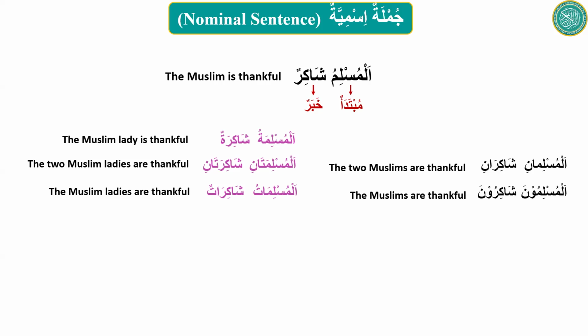Al-Muslimatu Shakiratun. If I say Al-Muslimatun, that will be wrong. So again, the first ism in a jumla ismiyyah, the marfu ism, is called Mubtada. The second one is khabar. Both are in rafa status. Mubtada is generally a proper noun. Khabar is generally a common noun. Both Mubtada and Khabar match in terms of number and gender.